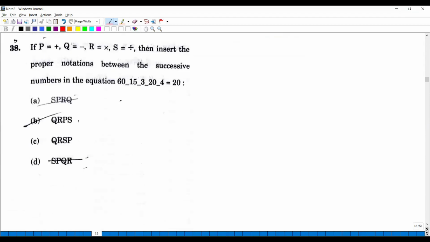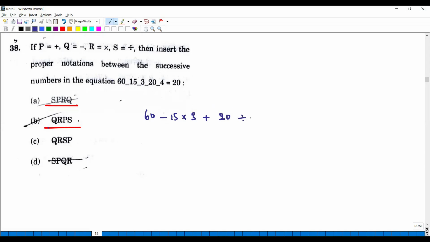This one is a mathematical operation question. I rated it as easy because even if you don't know anything, you can substitute all the options and you will end up with an answer. When you are substituting the options, suppose S is nothing but division. You can do 60 divided by 15 and so on. Even if you substitute from the first, you'll end up with the second answer, which is 60. Q means minus 15. Then R means multiplication, 3. Then P means plus 20.